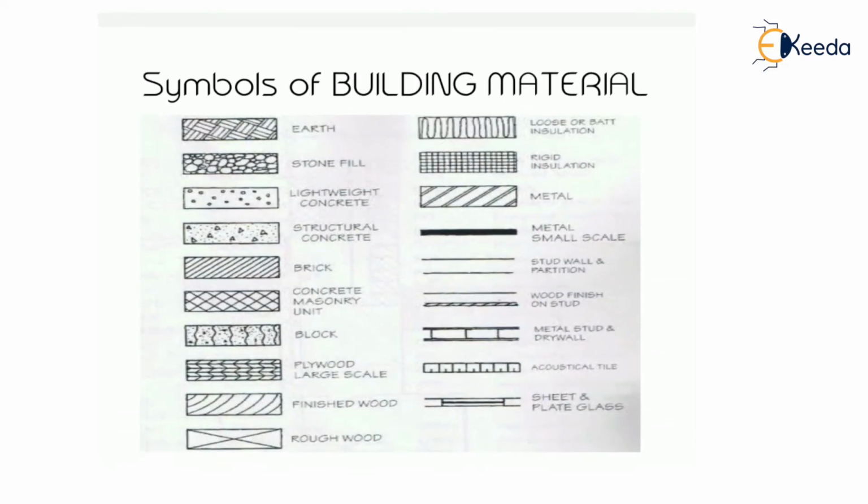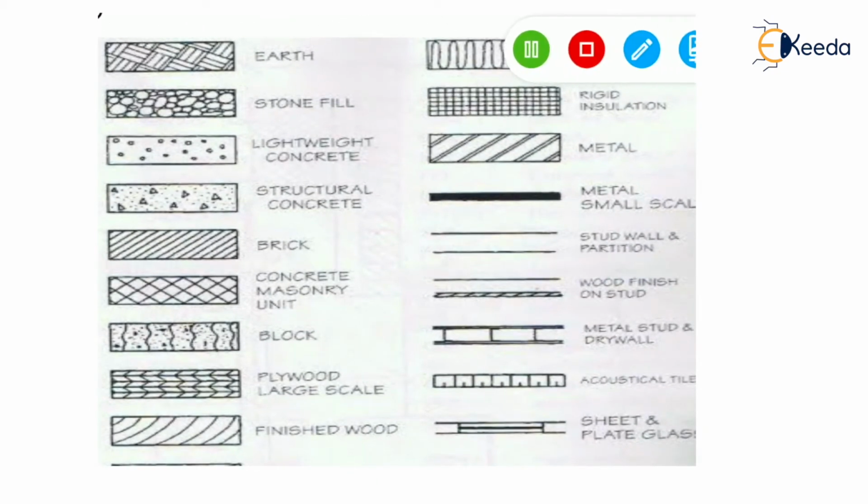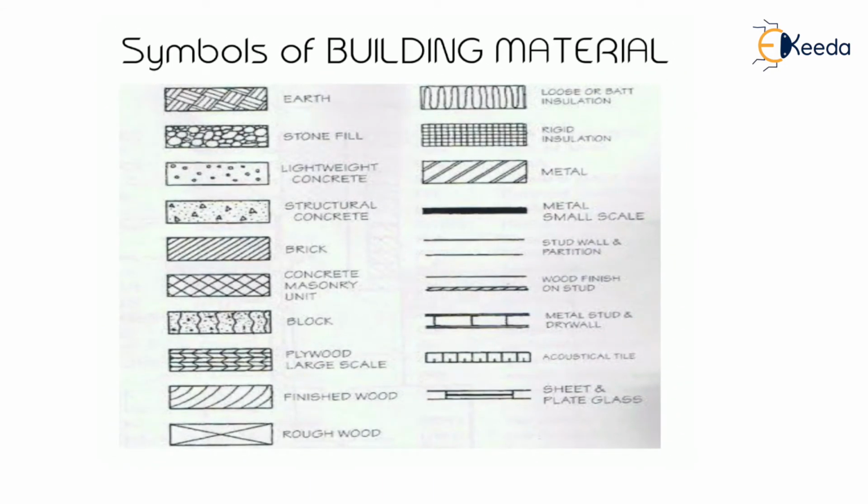Next one, symbols of building material. Before, in that plan, I said that the hatching portion is hatched with the crossing line. Those crossing lines are brick materials. You can see over there, brick. The symbol of a brick is the crossing line. The hatching portion with a crossing line means that the material used to construct that component is brick. Likewise, those are all the symbols of materials.